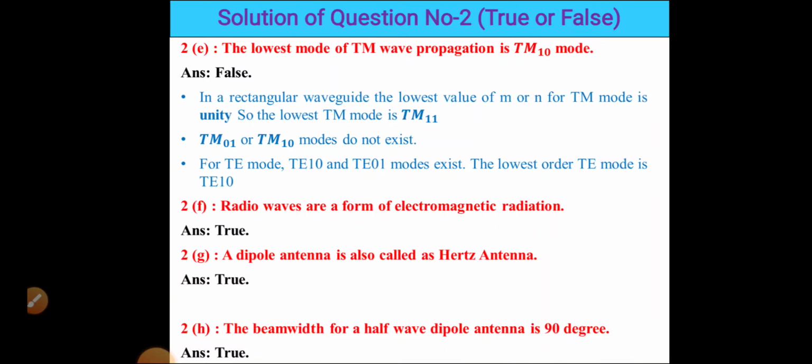A dipole antenna is also called a Hertz antenna. So this antenna is also called Hertz, and dipole antenna is sometimes also called a Hertz antenna. The beam width of half-wave dipole antenna is 90 degrees. So this statement is also true.